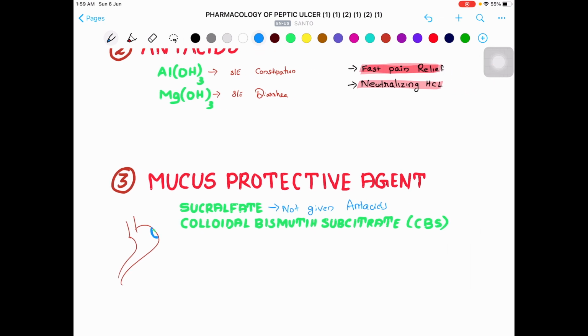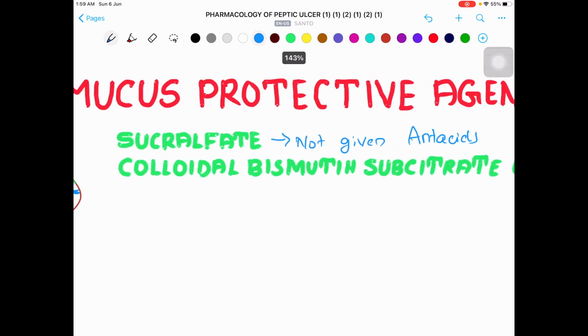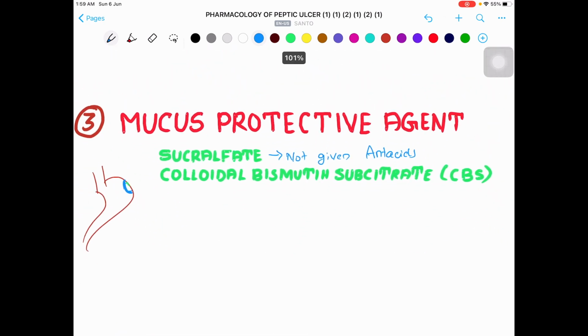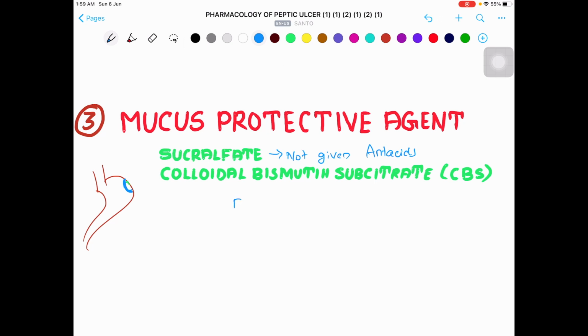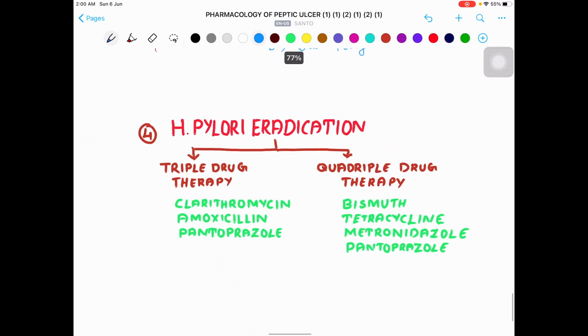Next is colloidal bismuth subcitrate. It has the same action as sucralfate, but the main thing we need to remember about colloidal bismuth subcitrate is that bismuth poisoning may lead to three B's: brain encephalopathy, bone osteodystrophy, and black tongue. Okay, remember that.